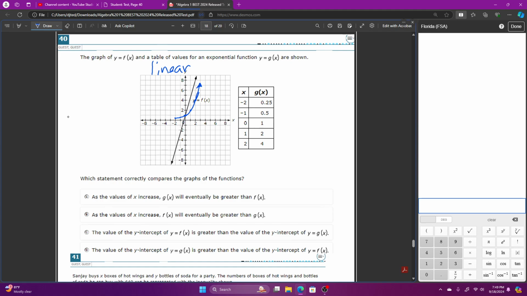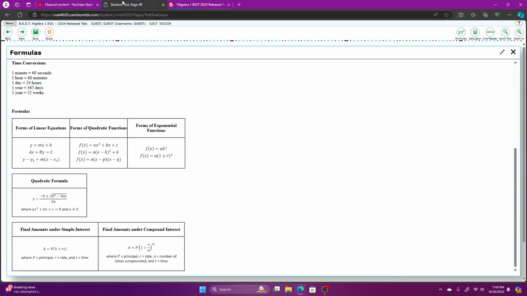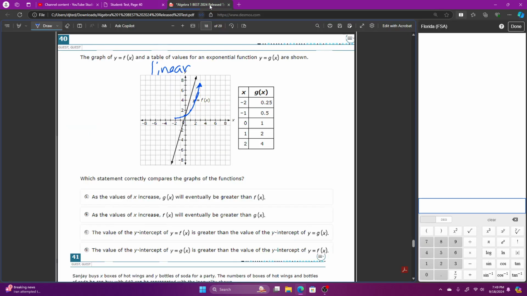And what type of function has a curve like this? Is that linear, quadratic, or exponential? This type of curve is going to mean that this is exponential. And you can see that the curve is going up. And this is always a standard that is asked in Algebra 1 in Florida.